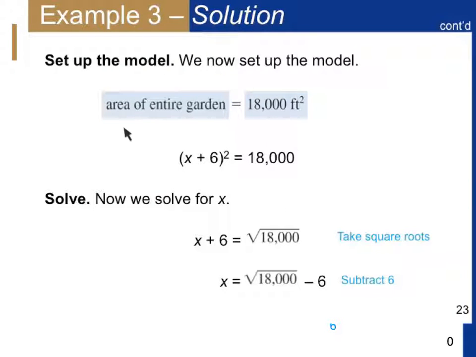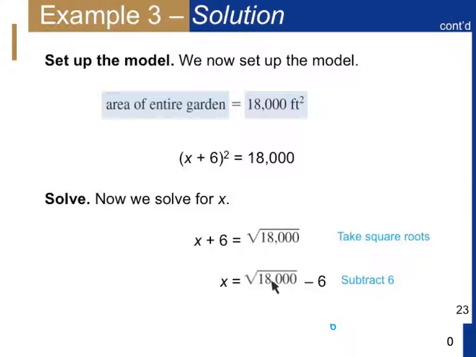Okay, so we say that the area of the entire garden, including the walkway, is 18,000 feet squared. That was given. So one side is x plus 6, and if we square it, because it's a square, we get 18,000. So x plus 6 squared equals 18,000. We take the square root of both sides.